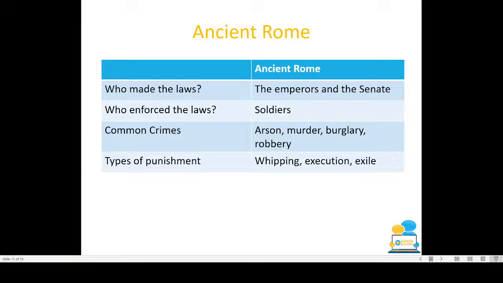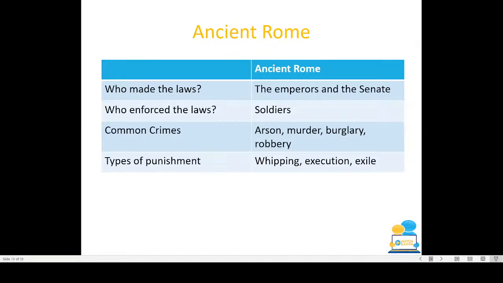Okay, and then we will move on now. So we've looked at ancient Rome, so we have this table here filled out. We are going to next look at medieval times, and then we're going to add to this table again. We're going to come back to this table, and it will help us compare and contrast each of these 4 sections that we've chosen: who made the laws, who enforced the laws, the common crimes, and the types of punishments that took place.